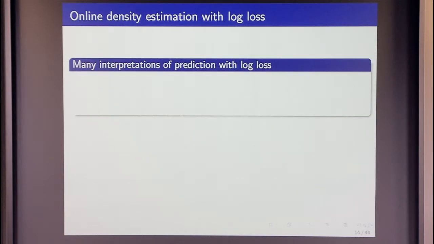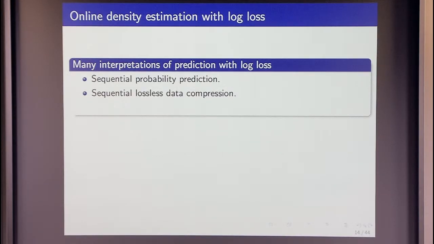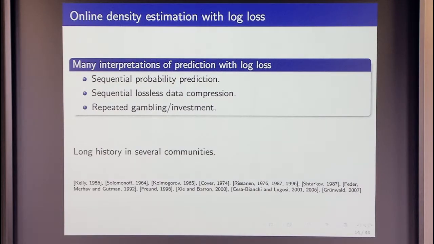Okay, so these sorts of problems have a big history. You can view them as sequential probability prediction. They're equivalent to this notion of sequential universal data compression, or they're very closely related to repeated gambling or investment problems that are the same. Long history in several different communities.